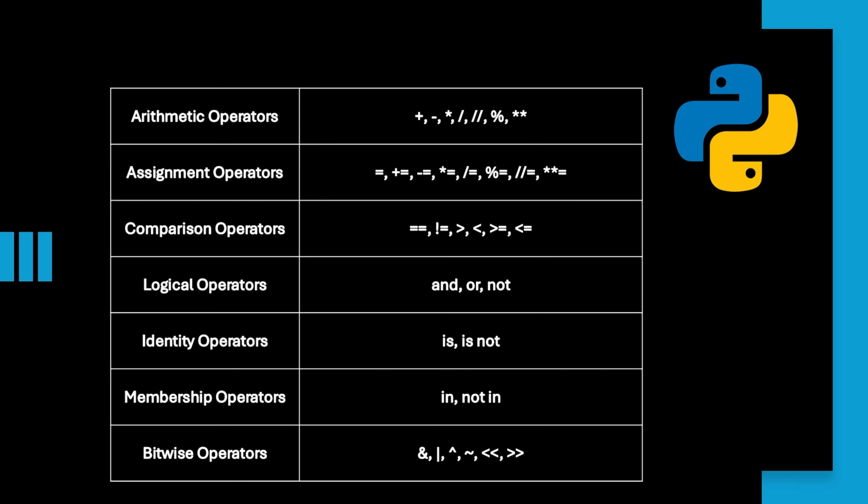Python groups operators into 7 categories. Arithmetic for math operations, assignment for updating variables, comparison for evaluating conditions, logical for combining decisions, identity for checking object identity like is and is not, membership for testing inclusion with in and not in. In addition to that, bitwise operators for binary manipulation.